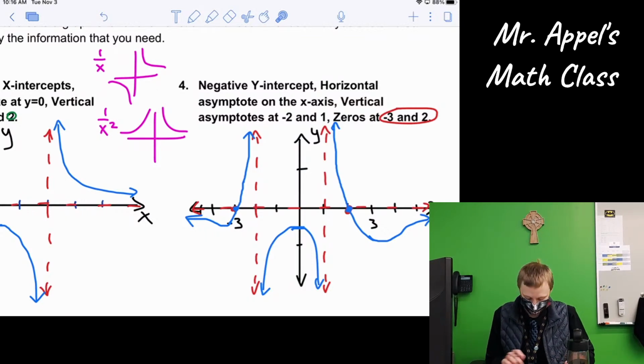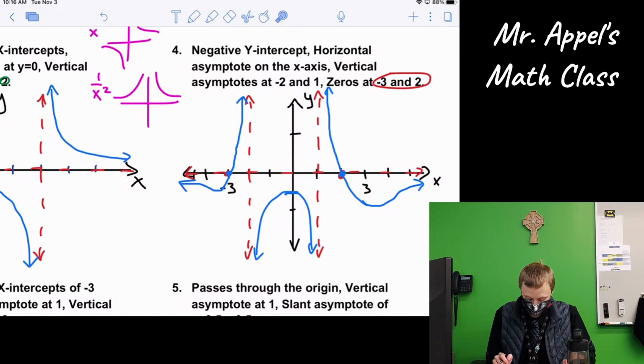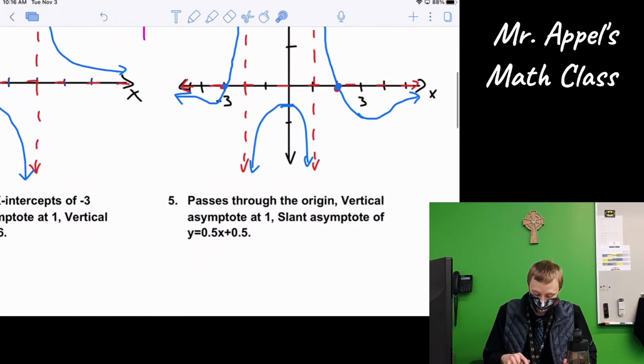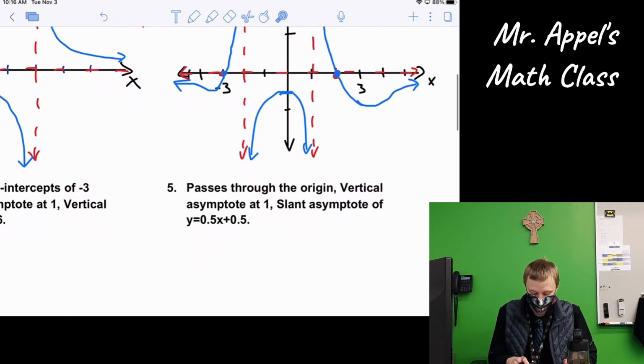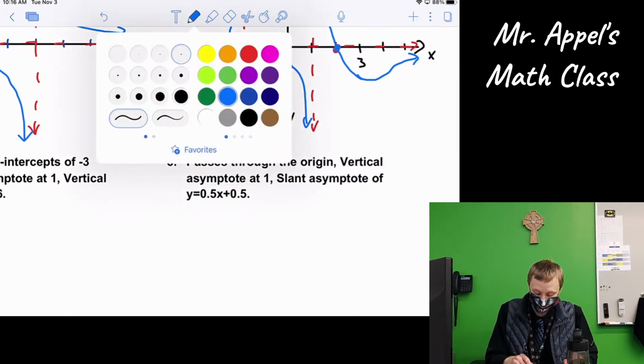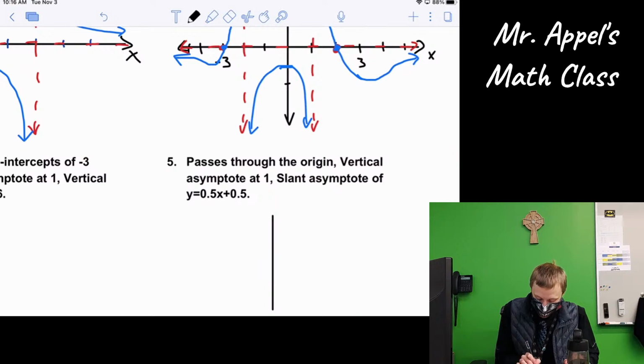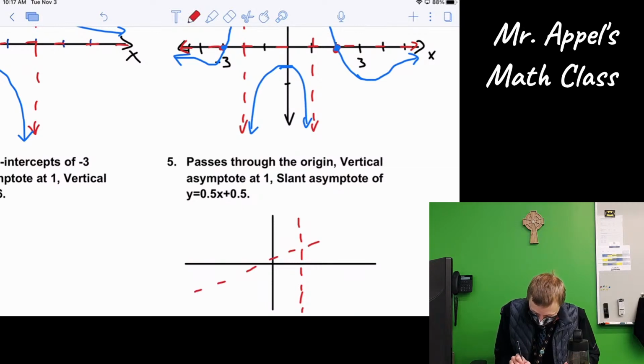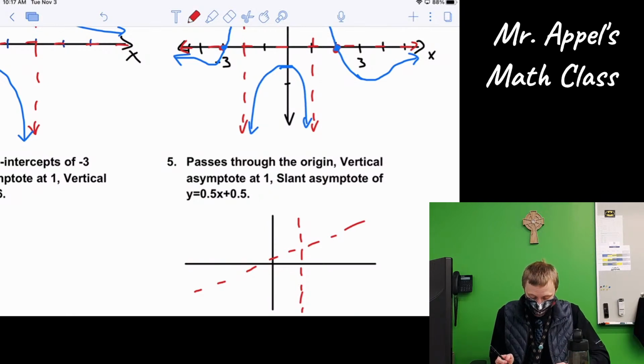All right? Yeah, 5 isn't actually that bad. Again, your slant asymptote takes the place of your horizontal asymptote. Right, so you've got a vertical asymptote at 1 and a slant asymptote with a low slope and a low positive y-intercept. So I would go something like that, except not quite as sloppy.